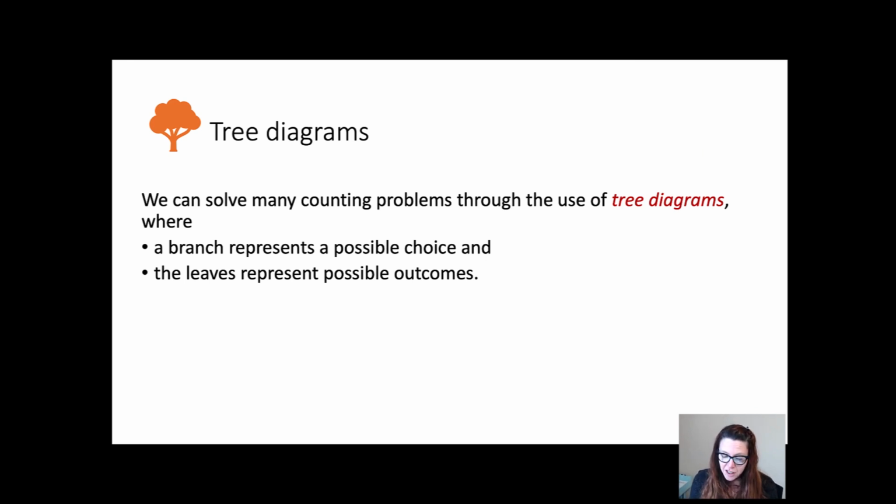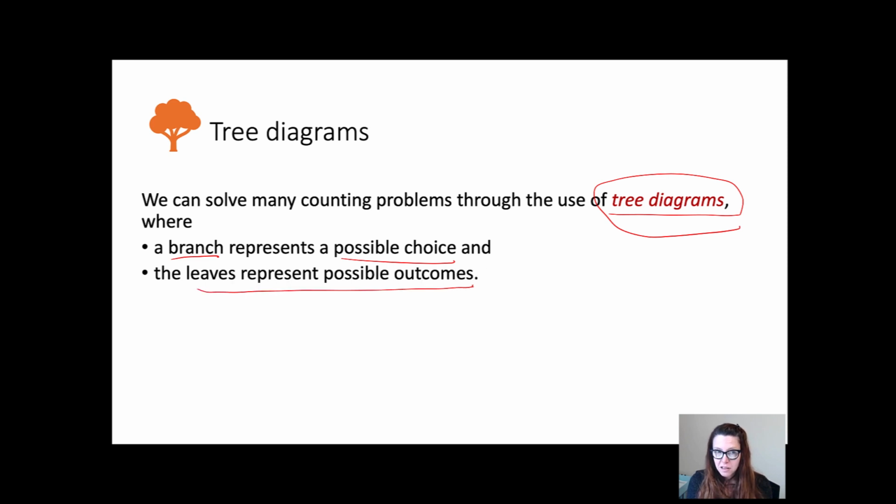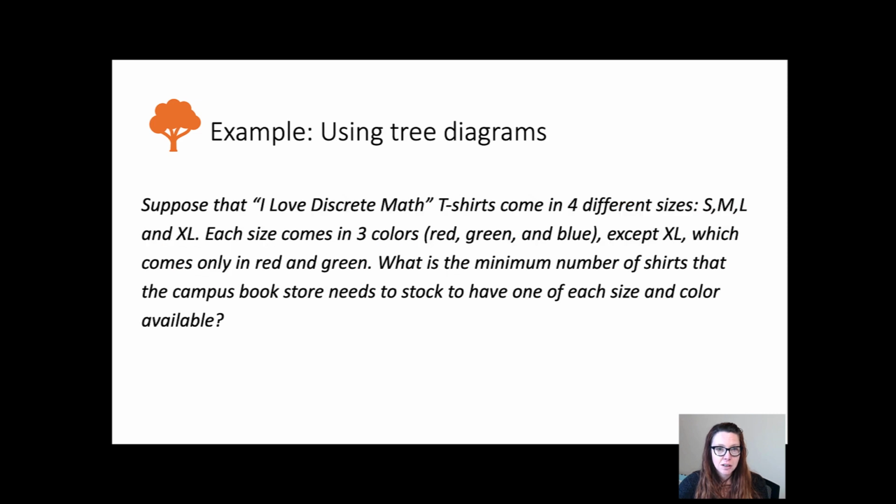Okay, so we can solve many counting problems just using something really trivial, which is a tree diagram. In fact, even in combinatorial game theory, the first thing one does is look at the game tree, which is a physical drawing, a representation of what the choices are within various games. A tree diagram can be applied in a lot of different counting problems. In this case, a branch represents a possible choice, and the leaves represent possible outcomes. Okay, so let's take a look at what that looks like. We'll draw a nice tree for this particular one.